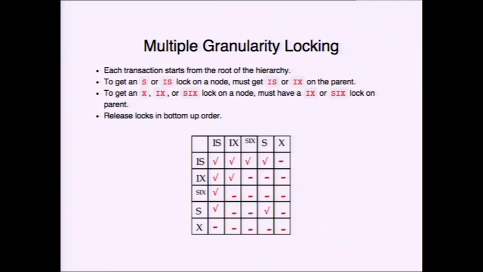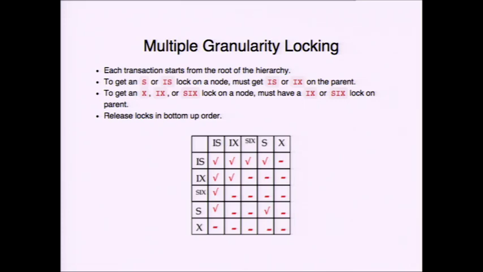Unless you're going to write to every single tuple in the database, you're not going to get an X lock on the database. If you're only updating one particular tuple, then you'll get an IX lock on the database, an IX lock on the table, an IX lock on the page, and then an X lock on the particular tuple that you're updating.